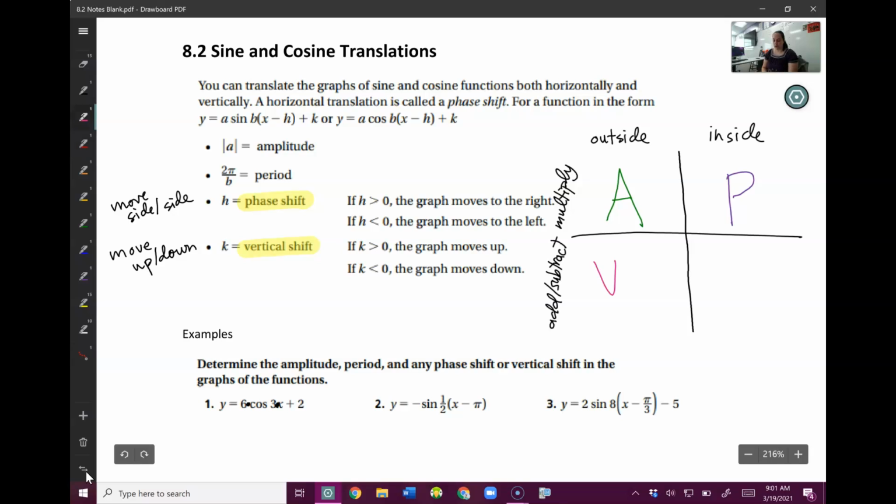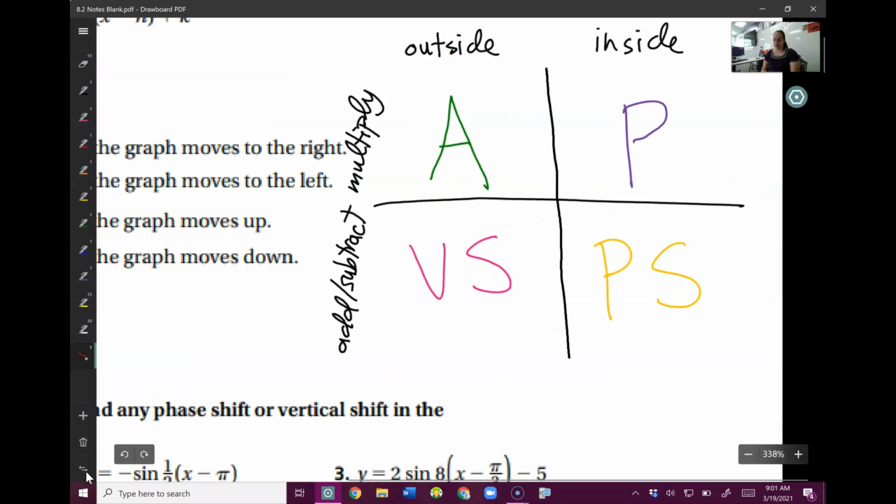Your vertical shift is always going to be adding or subtracting outside your sine or cosine, so outside of the parentheses. Your phase shift will always be adding or subtracting inside the sine or cosine, inside the parentheses. And that's how we're going to keep track of these.